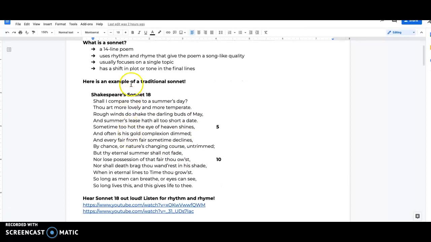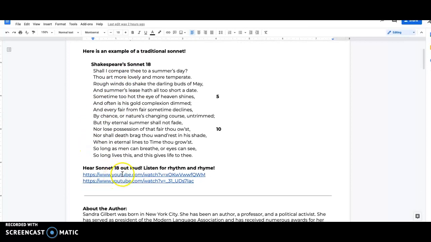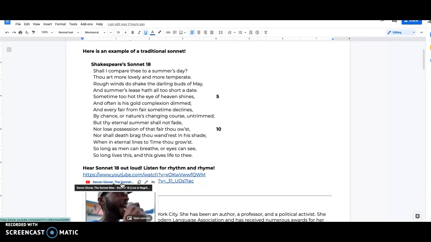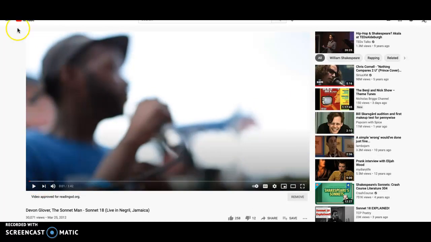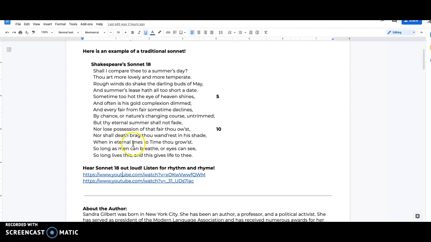Now, in order to hear the rhythm and rhyme emphasized, we watched it on a YouTube video. I'm not sure that this would play on a screencast, but it is a man rapping the words of Sonnet 18 in a way that makes it very clear how the rhythm and rhyme works. So take a look at that.